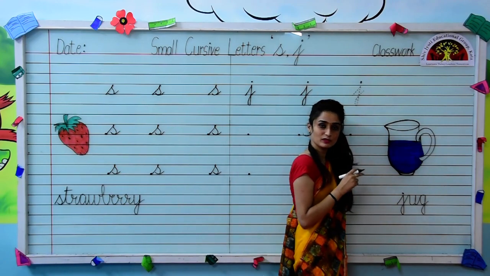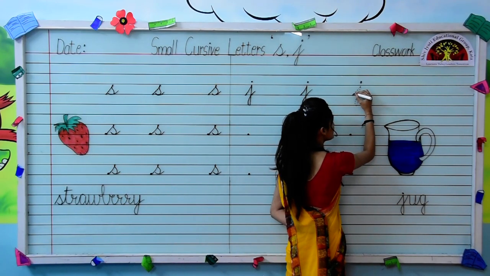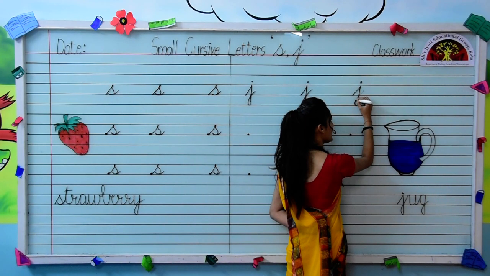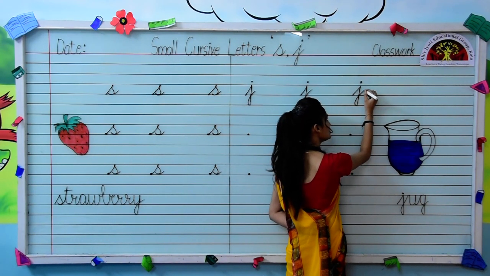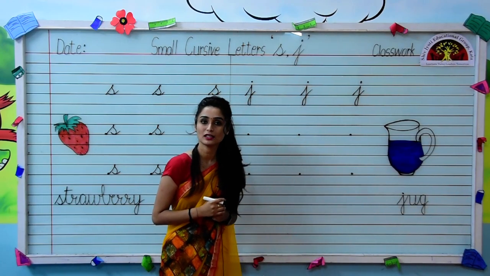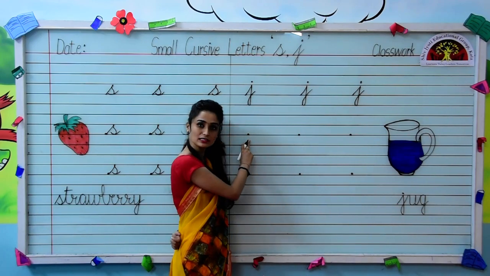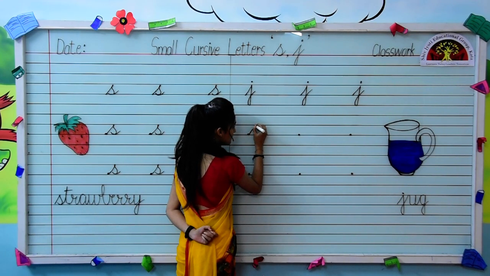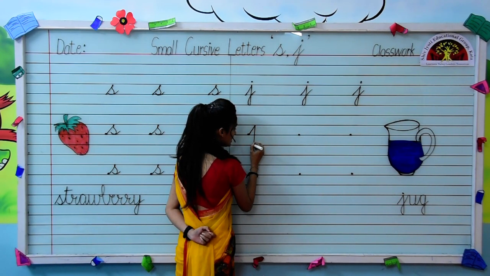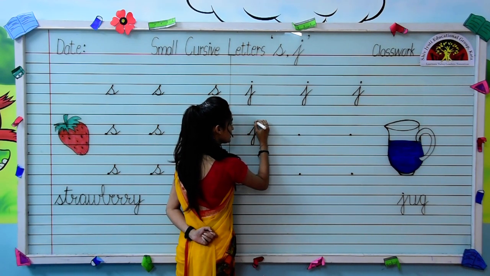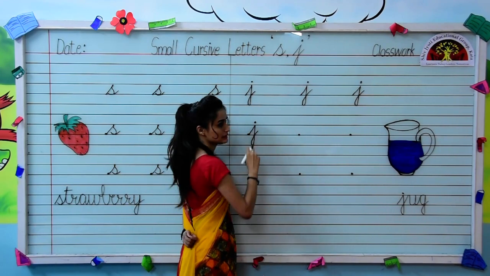For the last time, look over here. Slanting line up, come down straight, make a curve touching the fourth line and go up, make a loop, go out like this. Okay kids, so this way you can trace your small cursive letter J. Now let's see on single dot. Look over here, slanting line up, come down straight, touch the fourth line, make a curve, go up and out like this. Put a dot over it like this. Okay kids?